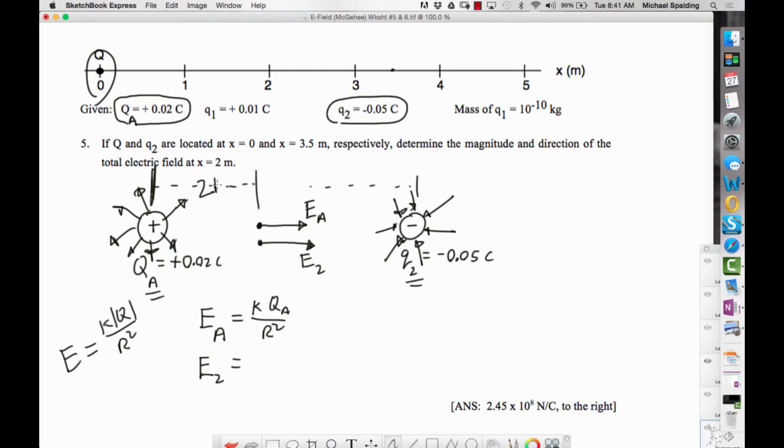That must be 2 meters. What's this going to be? Oh, I really didn't do this to scale. I messed up there. You know what? This should have been more to the right. I messed up. Okay.